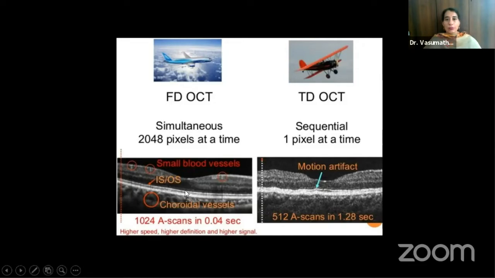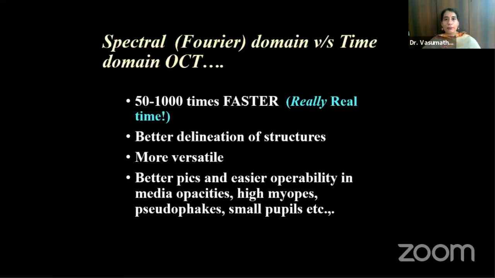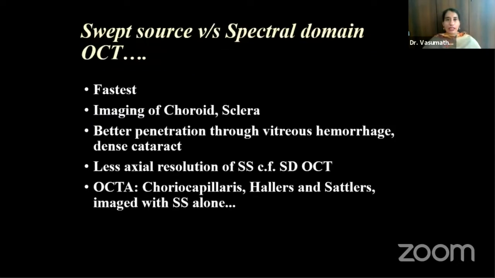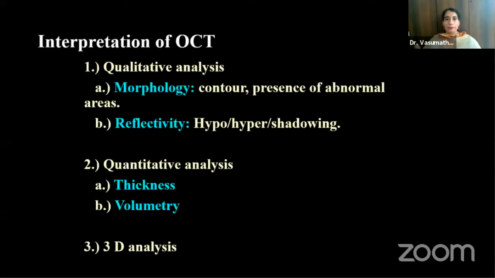You can delineate more vessels with higher number of scans in a point of time, and it's 50 to 1,000 times faster than the time domain OCT. And in patients with media opacities, high myopes, pseudophakic, small pupils, it's much better picturization when compared to time domain. And now we have moved on to swept source also, which images the choroid and the sclera very well, because we have come to understand that including diabetic retinopathy, the choroid plays a very important role in the pathogenesis, and we have a better penetration through vitreous hemorrhage, dense cataract, etc.